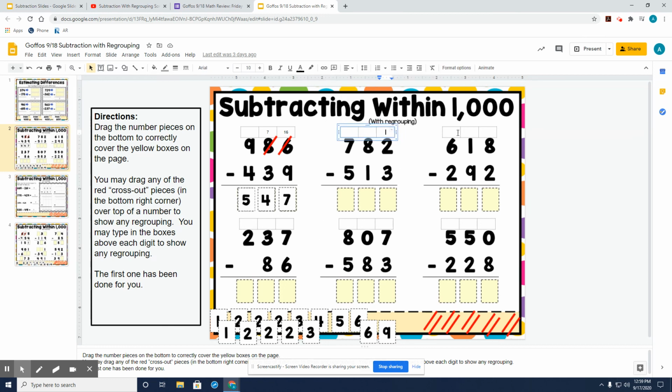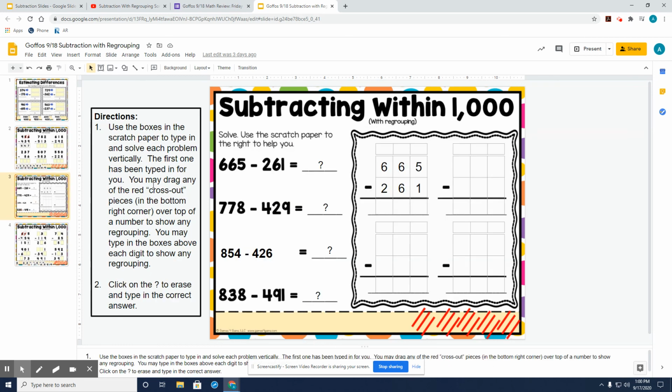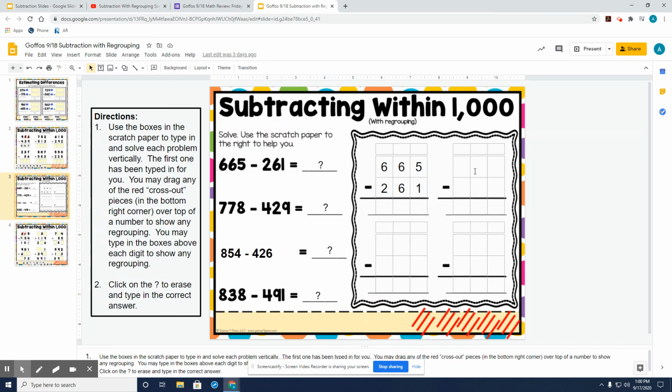But you are able to type in the boxes up top in order to regroup. So you may not use all the red lines and you may not use all the numbers, but that's okay. Just do the subtraction and what you think is right. And then if I see you having problems or you're struggling, I will help you. On this next slide, it's the same as yesterday. You are rewriting them over on this side. And then again, the lines are down here to help you cross out the numbers and regroup up top. So it's the same thing as up here, you're just writing the numbers.